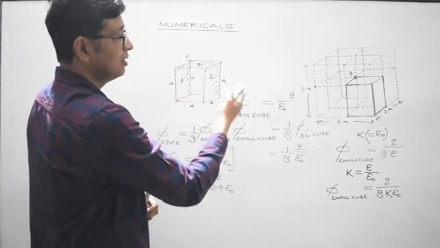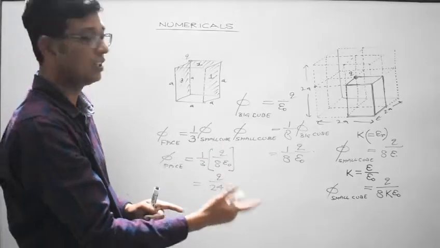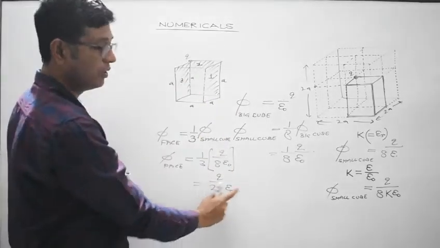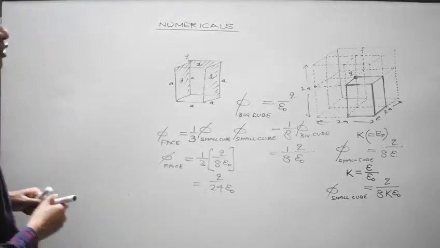So as a result, the flux associated with a single face would be equal to 1 by 3rd the flux associated with the entire cube. That is what we have done. So this is again a very, very important result. Other question related to cube.